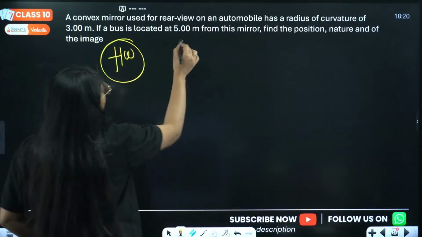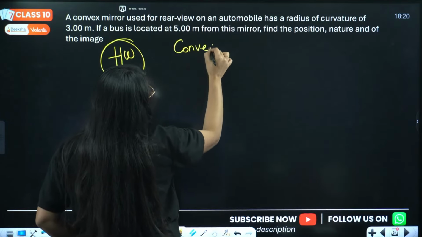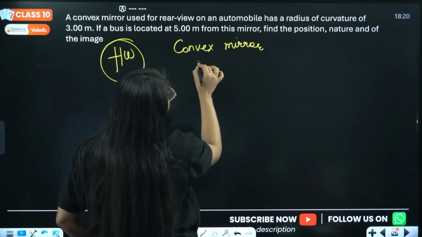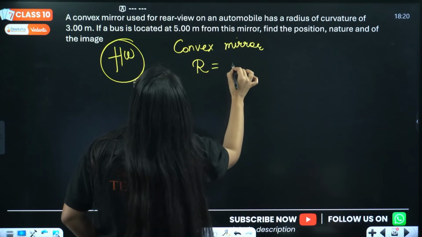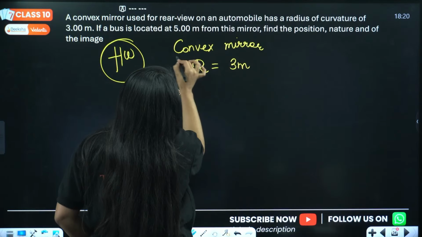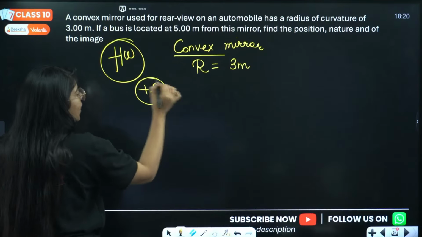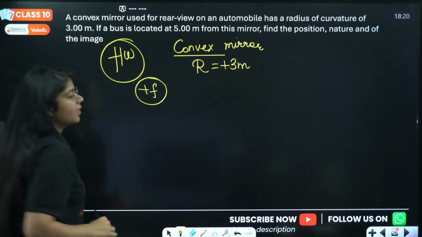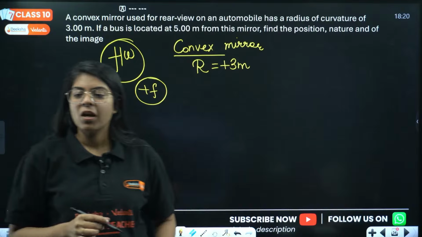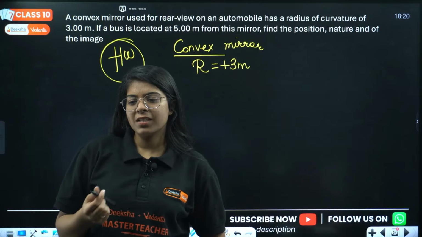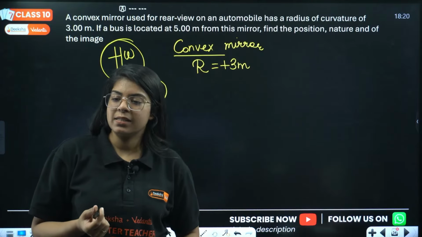The given is a convex mirror and it has a radius of curvature of 3 meter. And since it is convex, that means positive focal length. That means positive radius of curvature. Option D tha bhi nahi. Sorry, my fault. It's fine. B nahi, D. Yes.